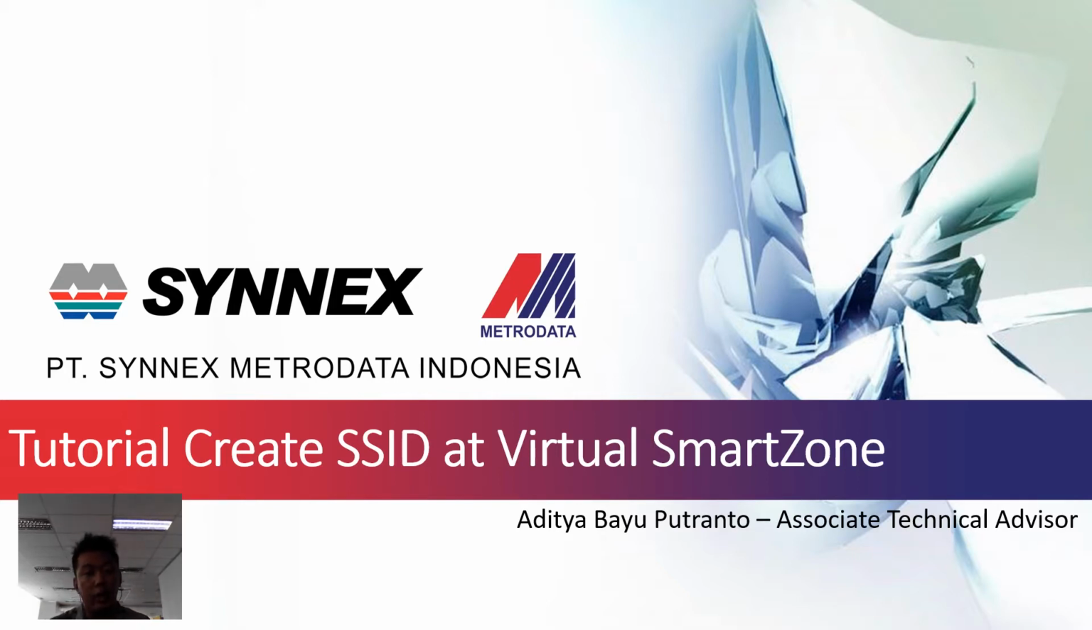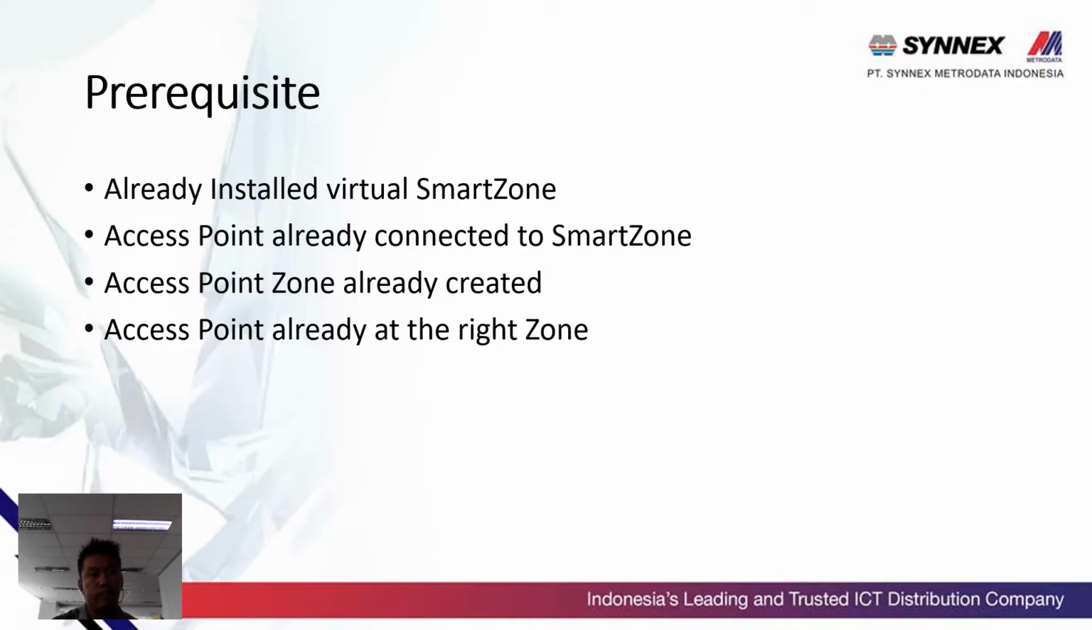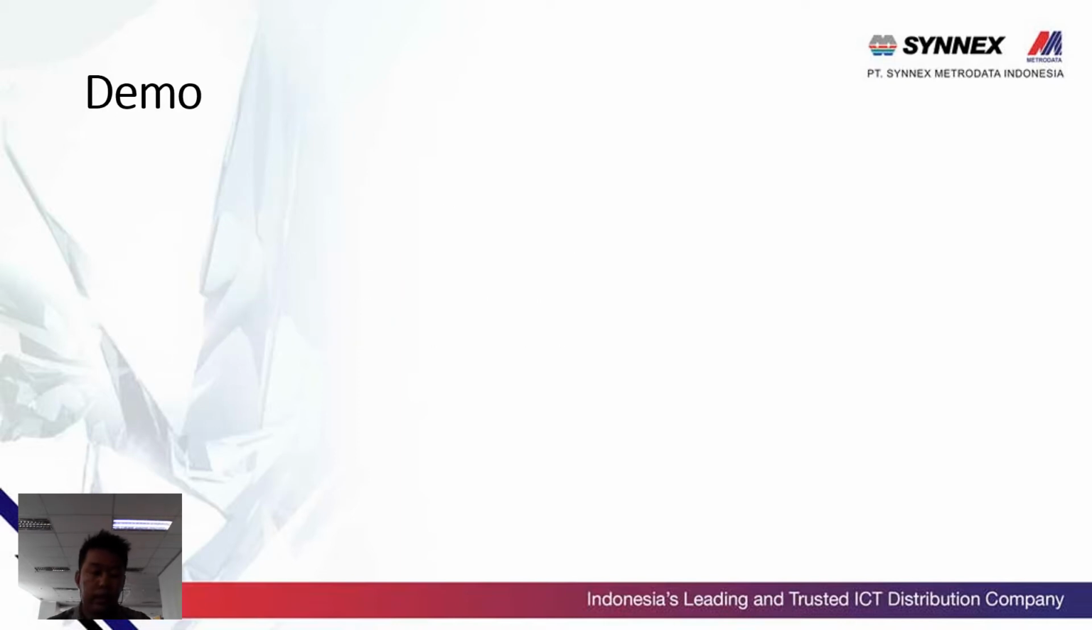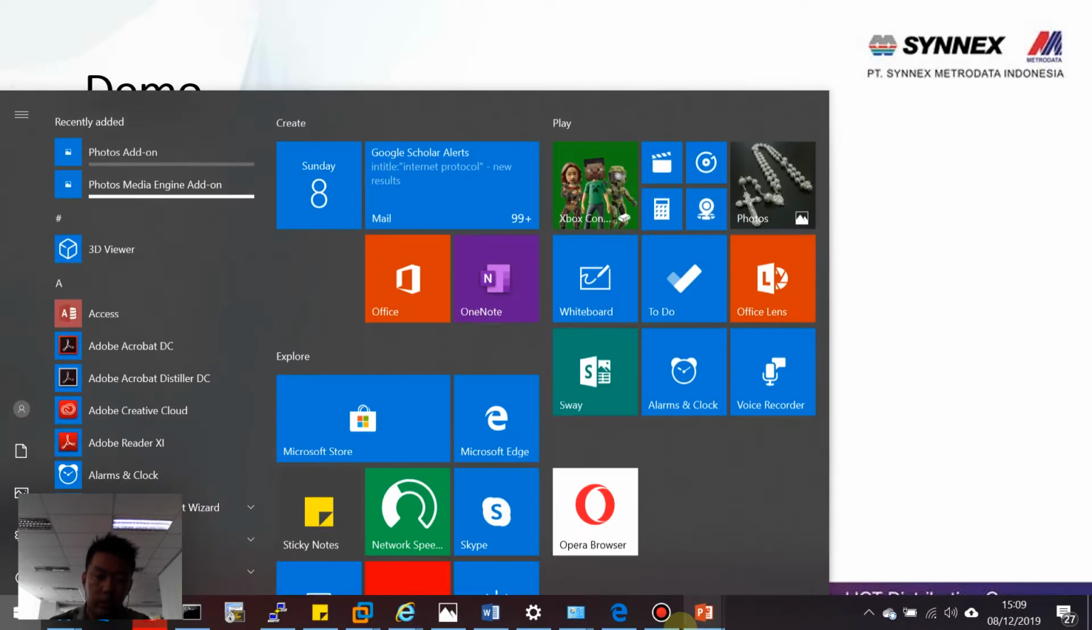Today, we will learn about how to create an SSID at Virtual SmartZone. So, the prerequisite: we should already have installed Virtual SmartZone, and the access point should already be connected to SmartZone, the access point zone already created, and the access point already in the right zone. So let's get to the hands-on.